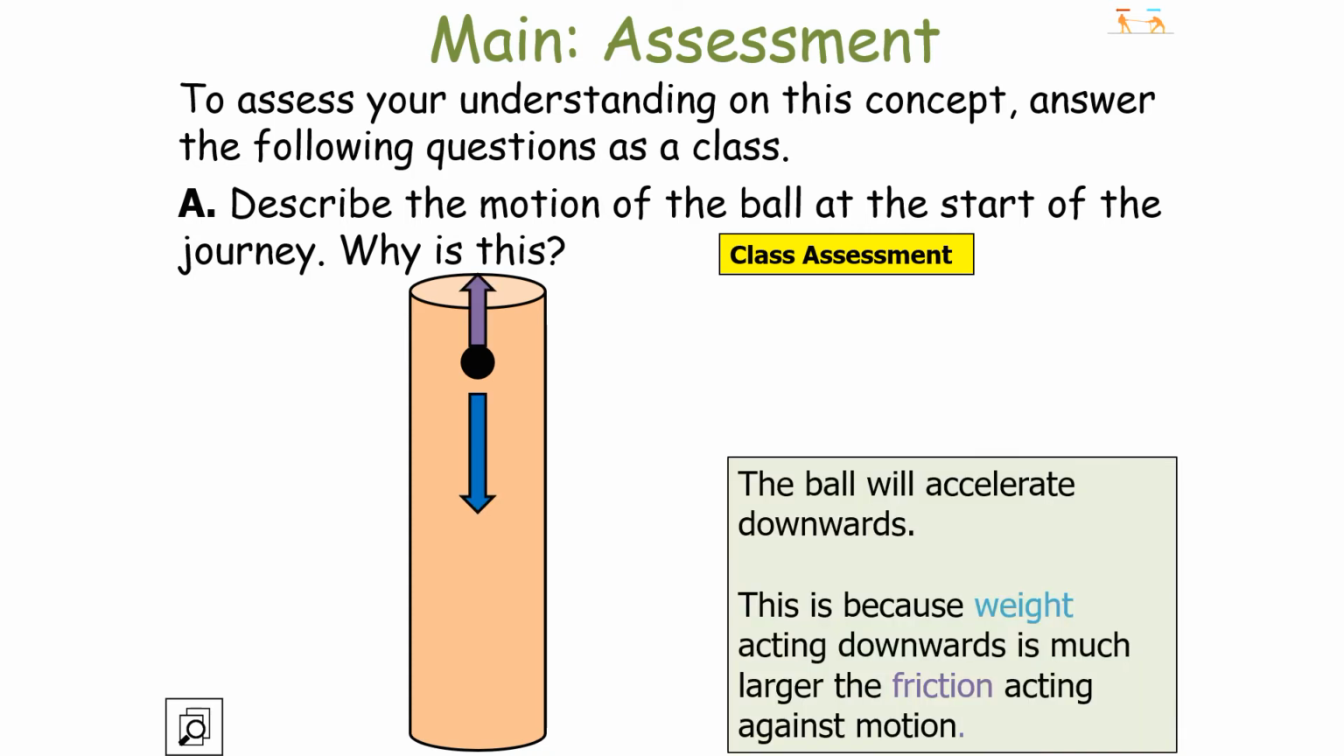Now let's describe the motion of the ball at the start of the journey. Well, at the start of the journey, the ball will accelerate downwards. Why is this? Well, it's because the weight acting downwards is much larger than the friction acting against the motion. There's a resultant force downwards, so it will accelerate downwards.